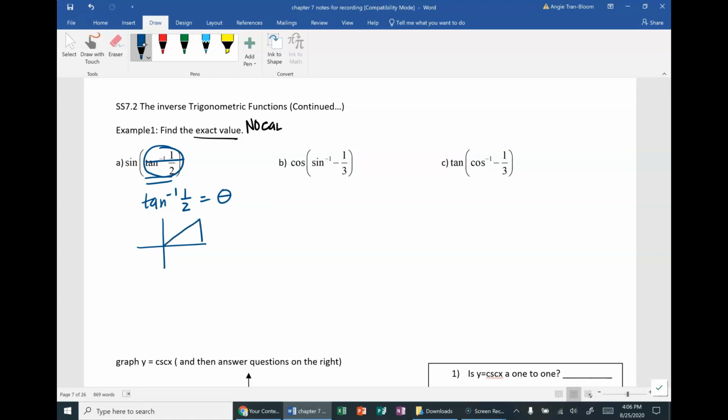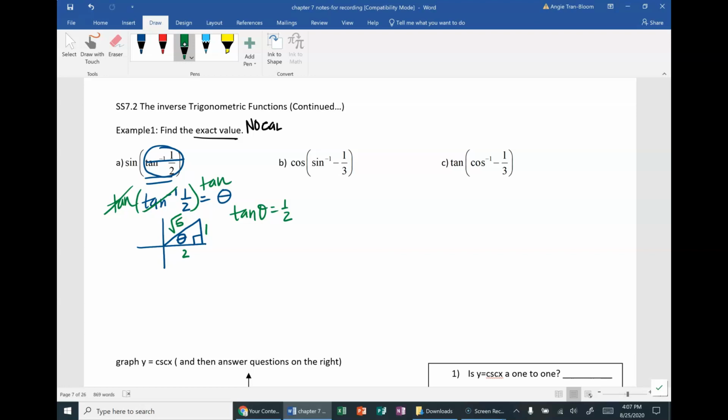So what we want to do is draw a triangle. Whatever this angle is, we don't know. We're trying to find out. It doesn't really matter. But we do know, if we were to compose both sides by tangent like this, would you agree tangent of some unknown angle is going to be 1/2? Well, tangent is going to be opposite over adjacent. So using Pythagorean theorem, a squared plus b squared equals c squared, we know the hypotenuse would be square root of 5.